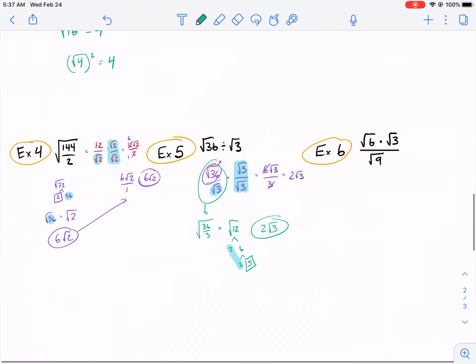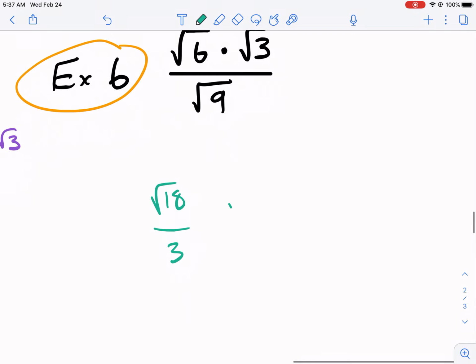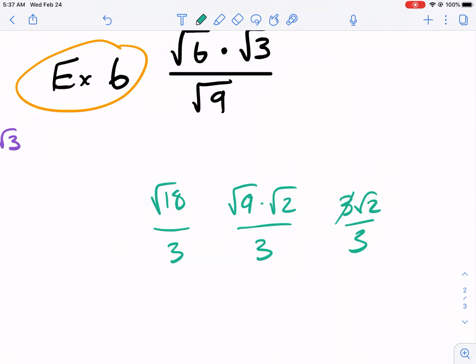Okay, here we go. We got a lot this time for example 6, and this is our last problem. Well, first we should recognize that square root of 9 could be simplified. So the easiest way to do this would be square root of 18, multiply the 2 in the top, over 3. And then I just simplify the top, which is, I know this is the same thing as square root of 9 times the square root of 2 over 3. So then I get 3 radical 2 over 3, cancel, equals radical 2.